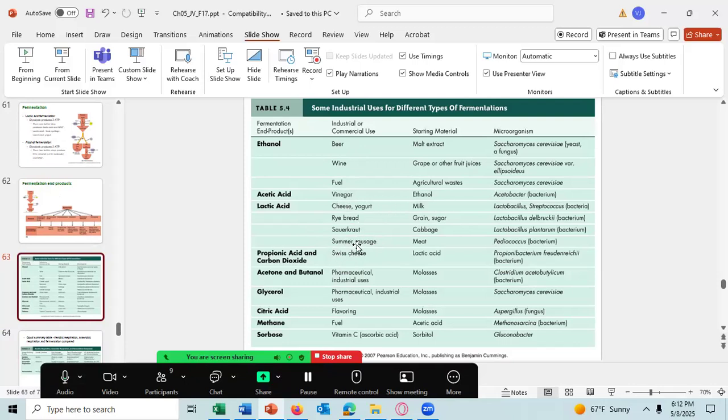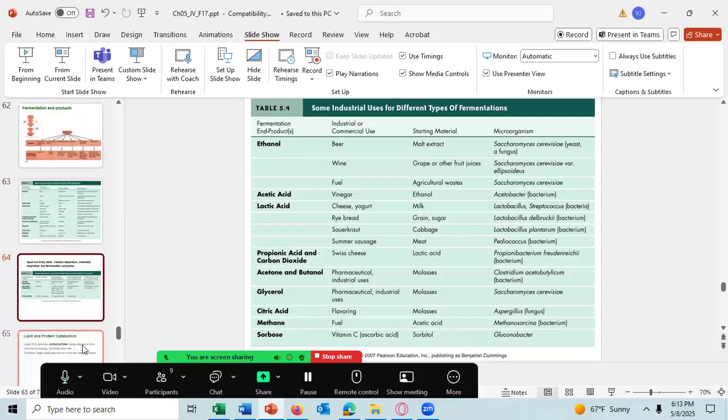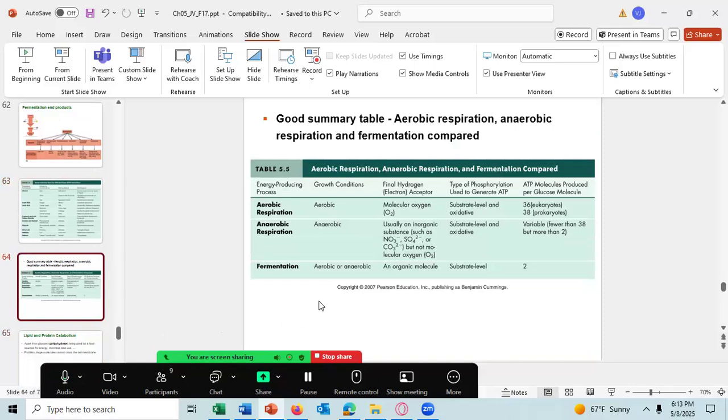Propionic acid making Swiss cheese. And then some other products we make from fermentation. A good summary of aerobic respiration, anaerobic respiration, and fermentation is in this slide.